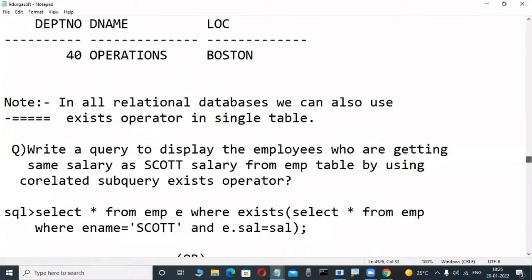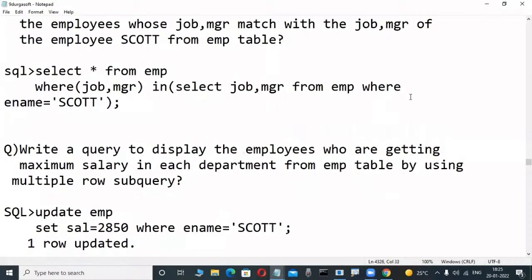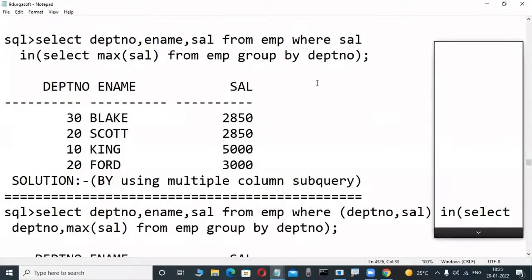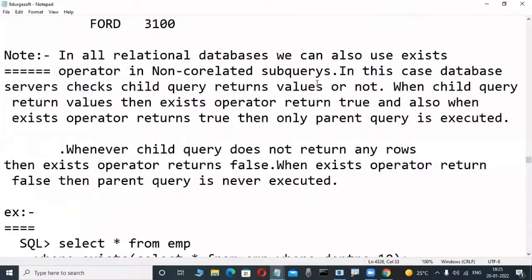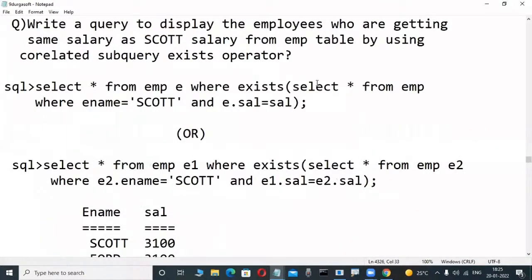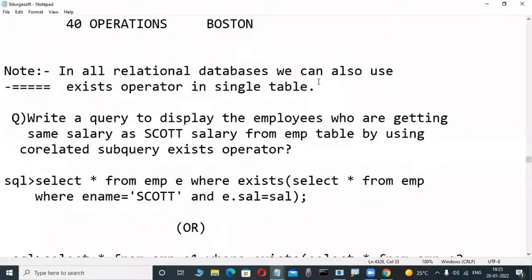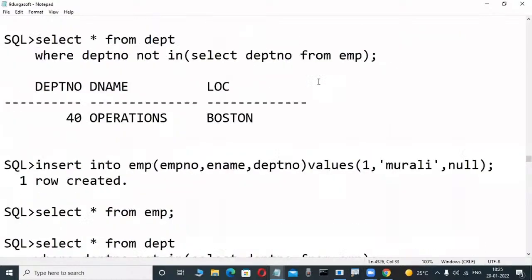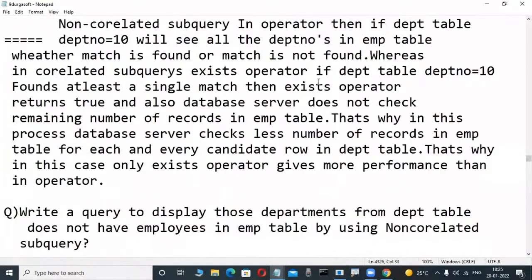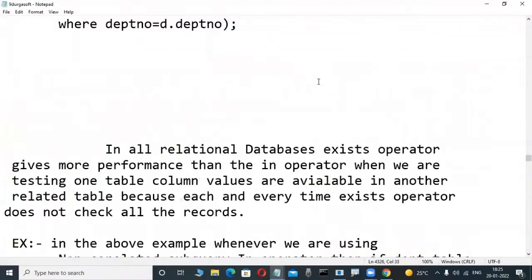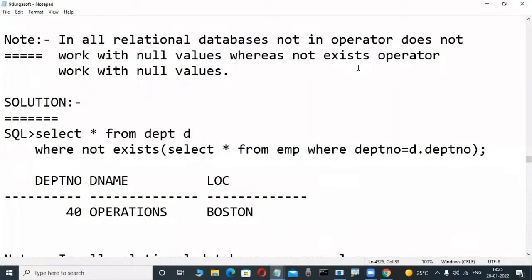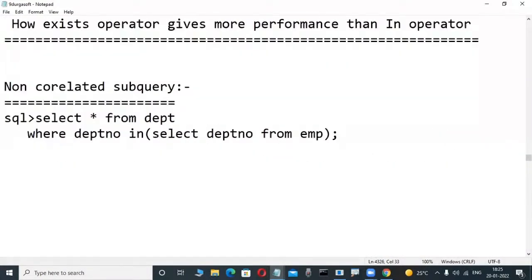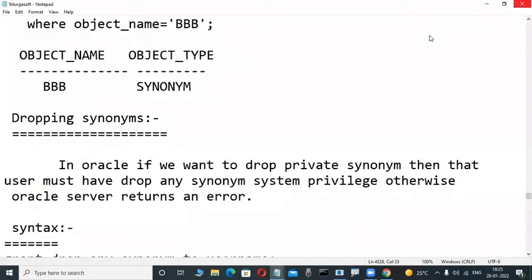Suppose you are attending an interview: display the nth highest salary employee, the second highest salary employee, delete duplicate rows. These types of things are there, and we are learning all of them in our course only. Some queries are there, and these are all things we become familiar with. Don't worry. Then database objects, so many things, we are learning. These are big concepts.